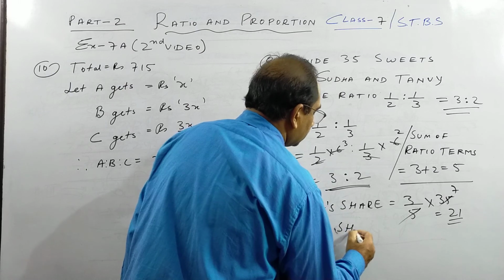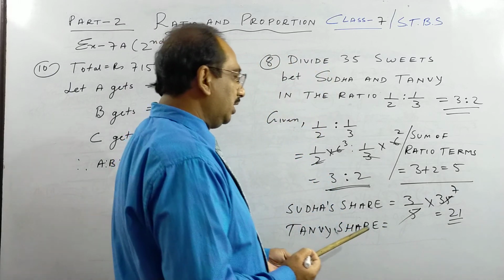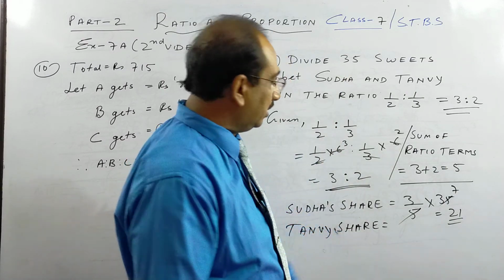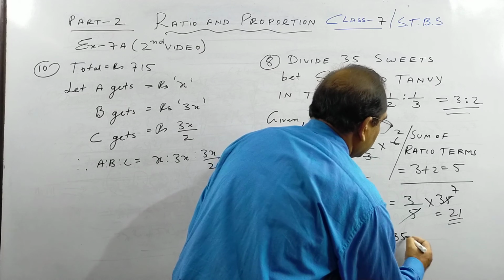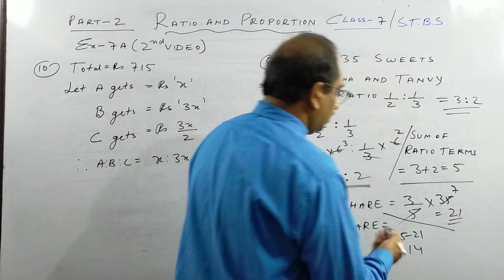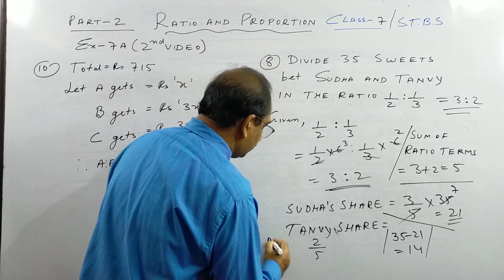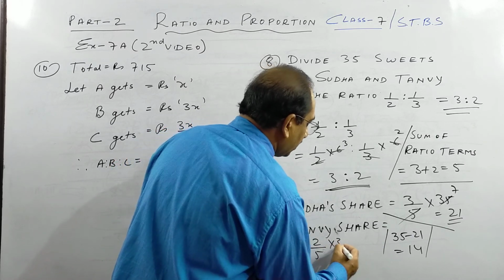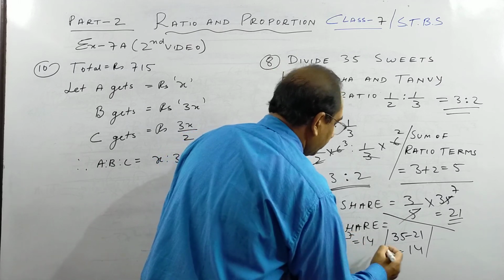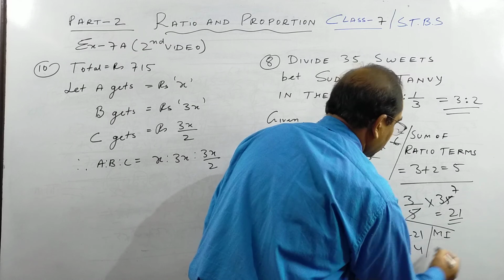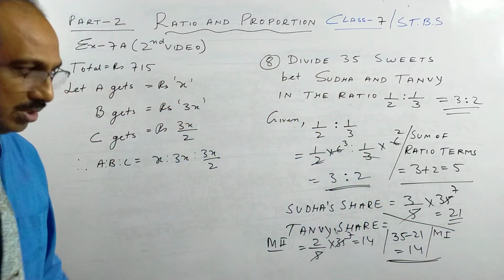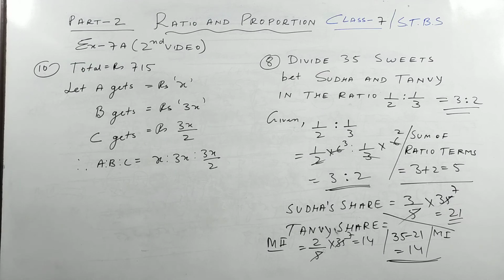Let me write. She will get... there are two ways I told you, children. One is, the total we know is 35, minus 21, which is 14. So this is one method. The other method, children, is 2 by 5 of 35. 5 goes 7 times, and the answer will be 14. So this is method 2 and this is method 1. Either you do this or method 2, both will give you 14, children. So kindly pause the video and copy number 8. Then we move on to question number 10.